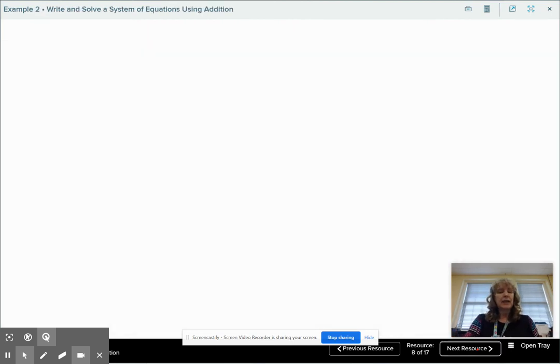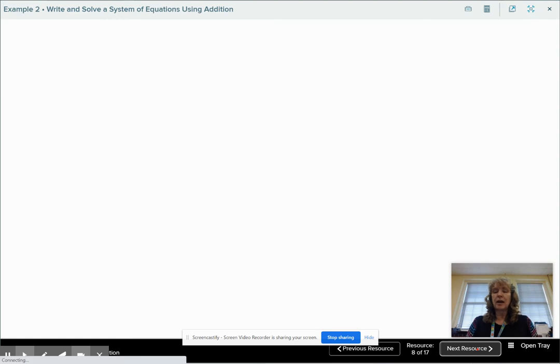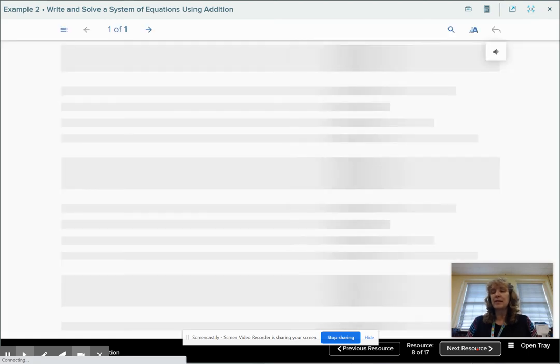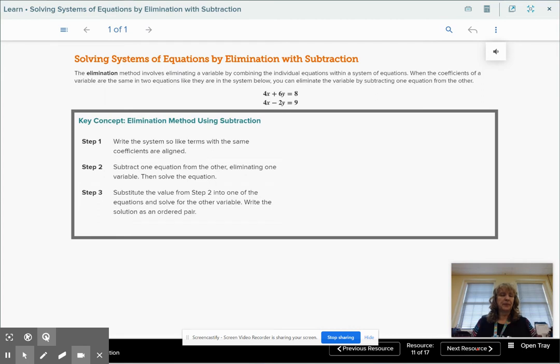Let's go ahead and check our next practice, the next way of doing it. So now we're going to use subtraction for elimination. That's our second example. Okay, so here are the steps involved to solving equations using subtraction. So if you notice up here, the x's have the same coefficient, 4, so we know that we're going to do something with the 4's. Step 1, we're going to write the system so that like terms with the same coefficients are aligned. And that just means you're going to rewrite it up and down.